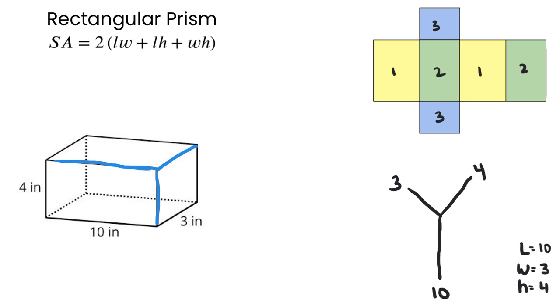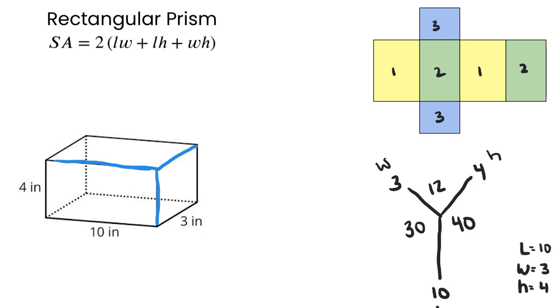It really doesn't matter how you choose which variable is which, because it's still going to give you the same answer in the end. Next we're just going to multiply the two numbers and put that in between. So 3 multiplied by 4 gives us 12. 3 multiplied by 10 gives us 30. And 4 multiplied by 10 gives us 40. So all we've done here is we've taken the length, the width, and the height and calculated those answers.